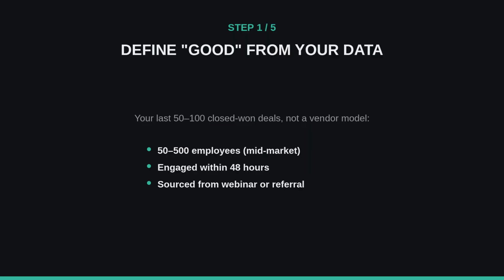So, step 1. Define what good actually means, using your closed-won deals, not a generic model. Pull your last 50 to 100 closed-won opportunities and look for the pattern. In this example: mid-market accounts, 50 to 500 employees, engaged within 48 hours of the first touch, sourced from webinars or referrals. That pattern is not a vendor's default. It's what the AI needs to learn and replicate.